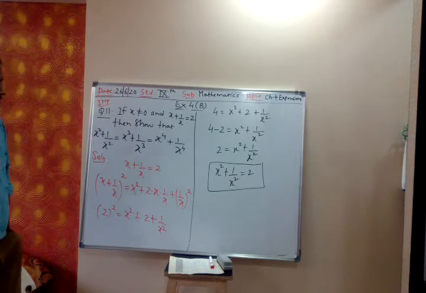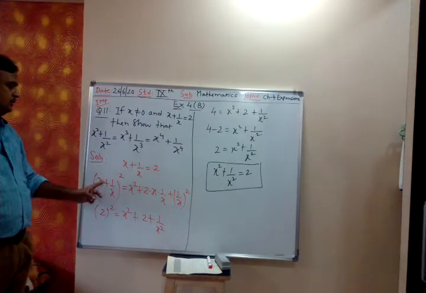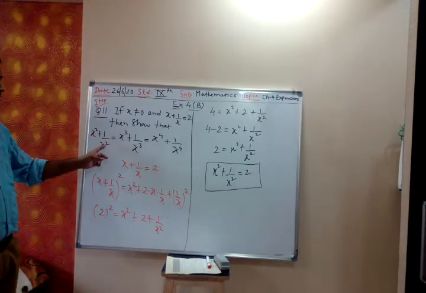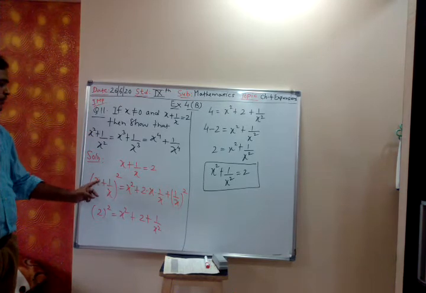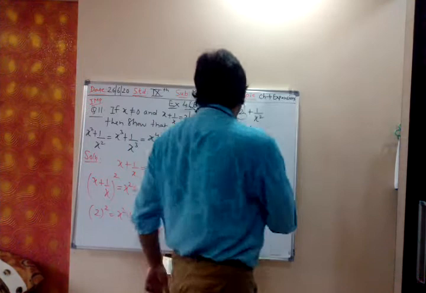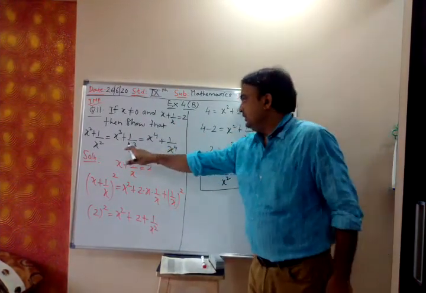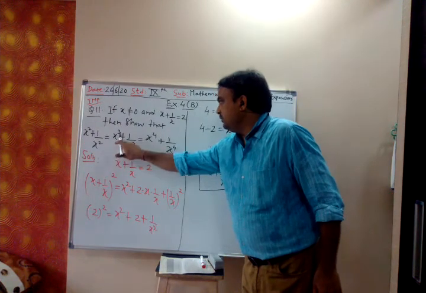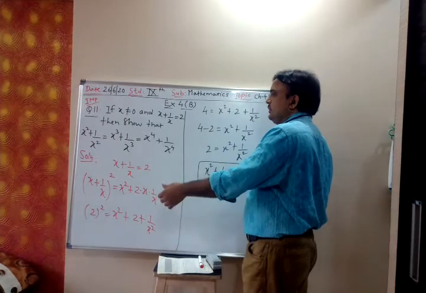Now x plus 1 upon x is given 2. To find x square plus 1 upon x square, I will consider x plus 1 upon x whole square and use the formula a plus b whole square. Simplify that. We get x square plus 1 upon x square as 2. Then now we will find x cube plus 1 upon x cube.